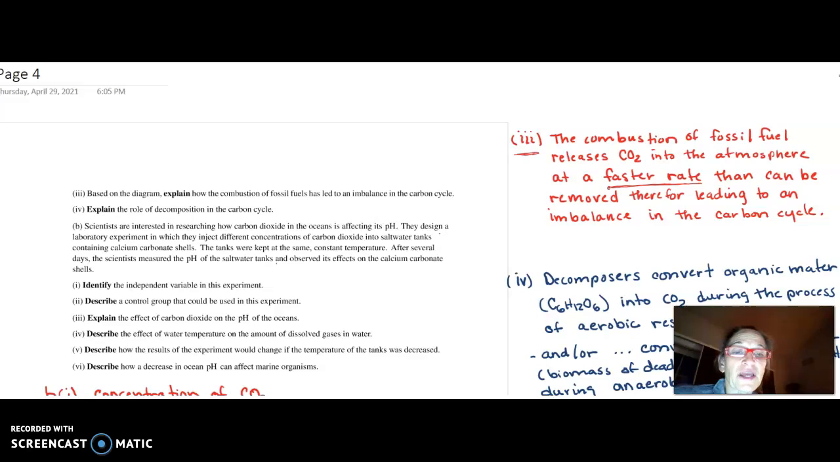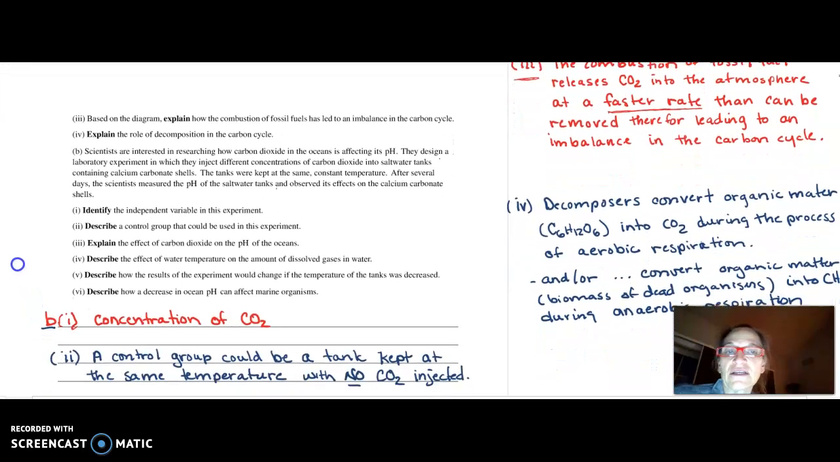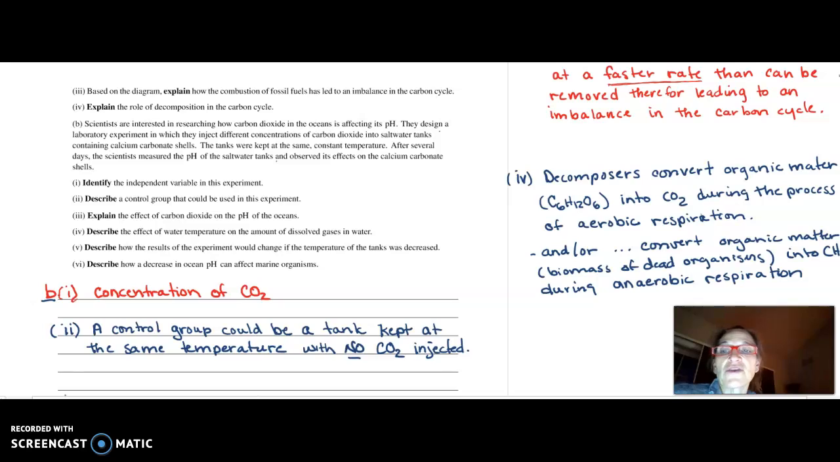Question 4 is an explain, so you have to be a little bit more detailed in your explanation. Explain the role of decomposition in the carbon cycle. So you just have to talk about decomposers and what they do in the carbon cycle. Decomposers convert organic matter. So organic matter might have some synonyms here. You could say organic matter. You could literally talk about it as glucose. You could talk about it as biomass, dead organisms. That's all talking about the same thing.